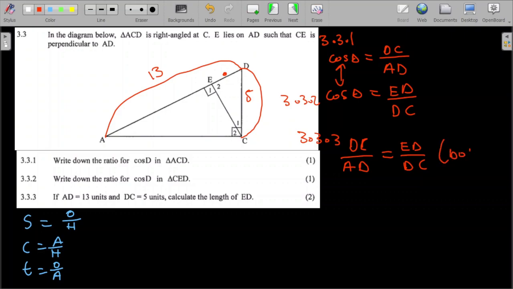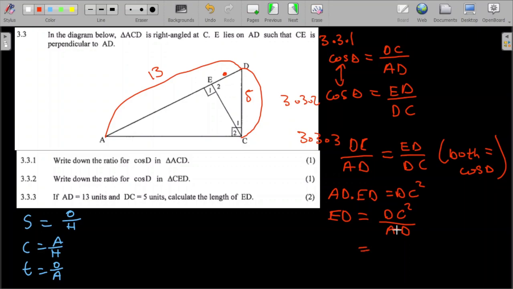Why am I saying that? Because both of them are equal to cos of D. Now here, remember, we are looking for OED. Cross multiplication gives me OAD times OED is equal to DC squared. Now, remember, I'm looking for OED, so I'm going to divide by OAD on both sides. So I'm left with OED, which is equal to DC squared all over OAD.